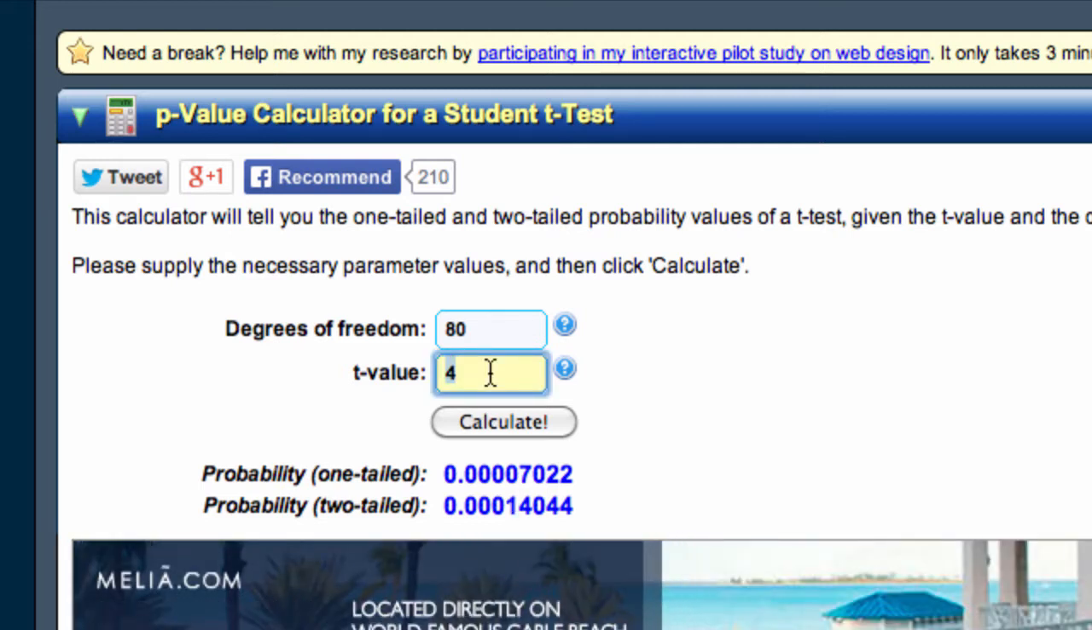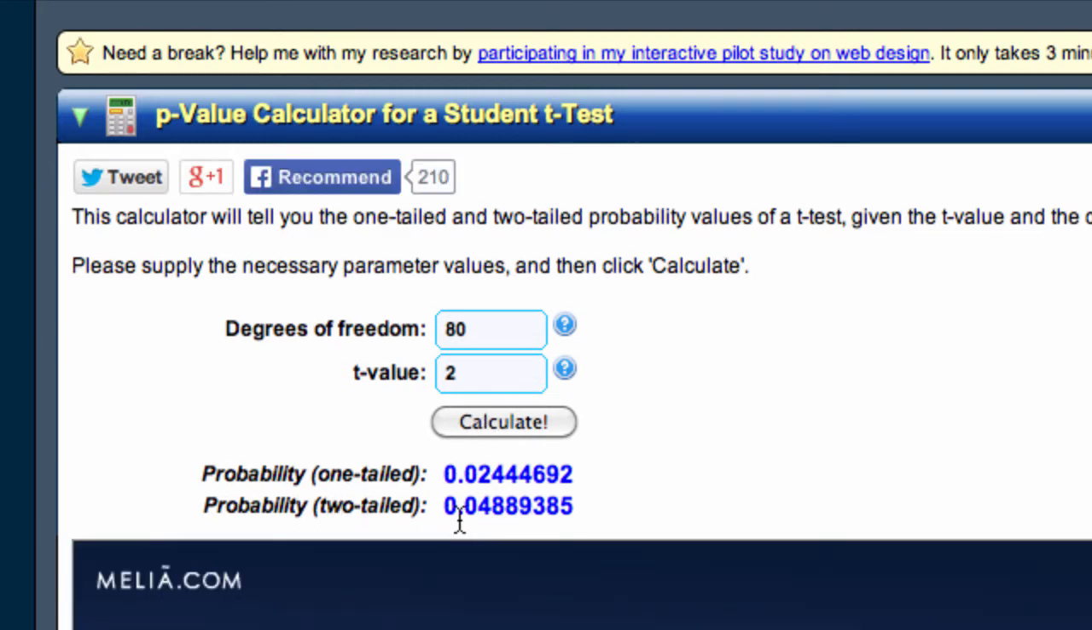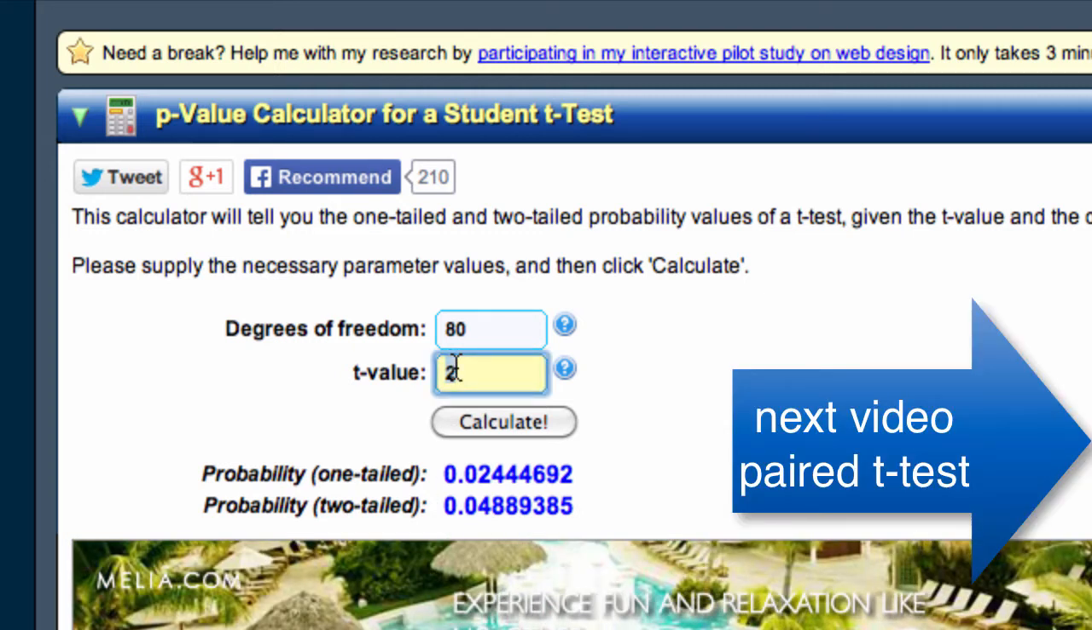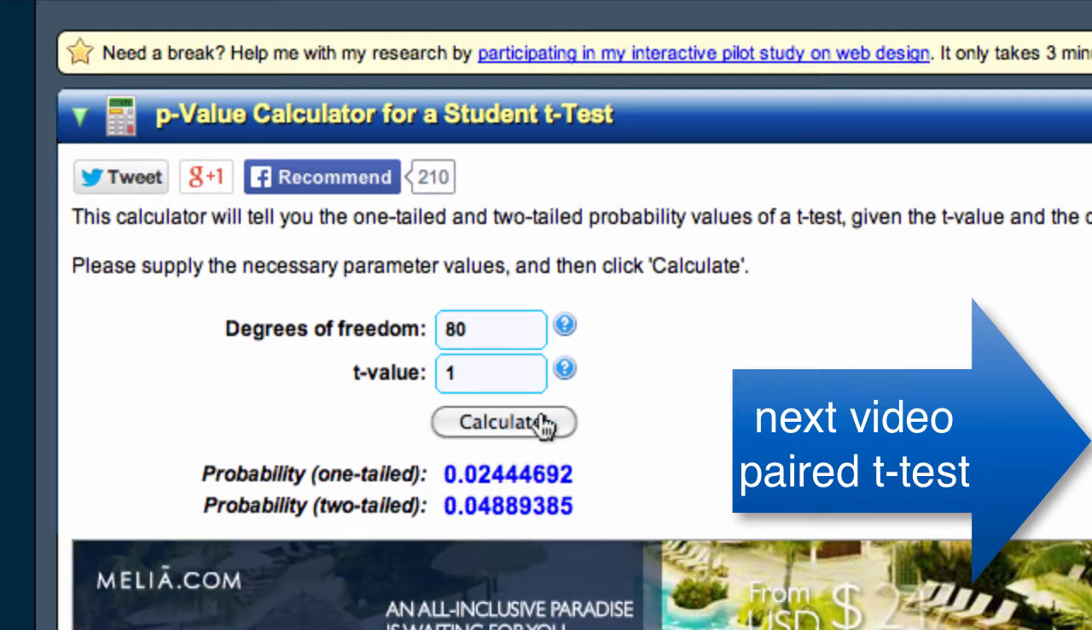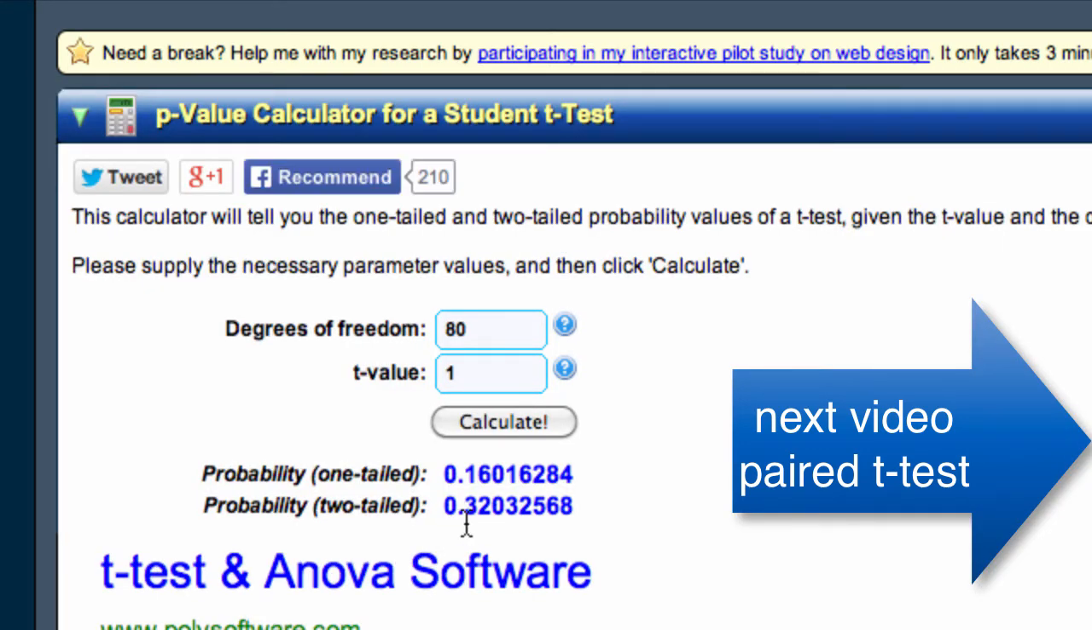Now let's lower that even more. Remember, our cutoff point was 1.99. So if we use a t-value of 2, we see with a two-tailed probability, our test is right below that significant cutoff point of 0.05. Now if we change it to 1, remember our critical value was 1.99. Let's see what happens. And it shows that in this case, if our t-value was 1, our probability would be non-significant. Our p-value would be 0.32. It would be greater than the alpha.